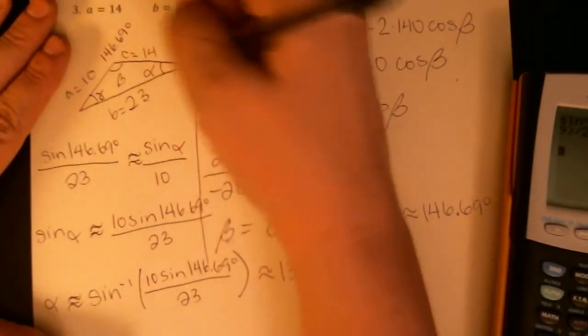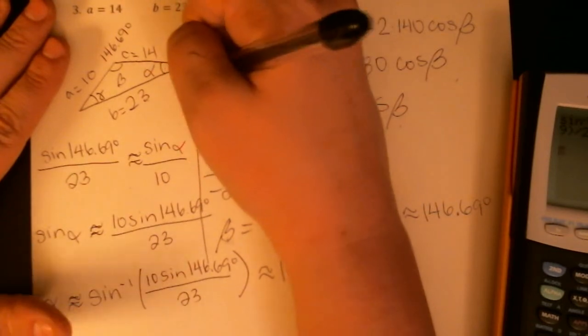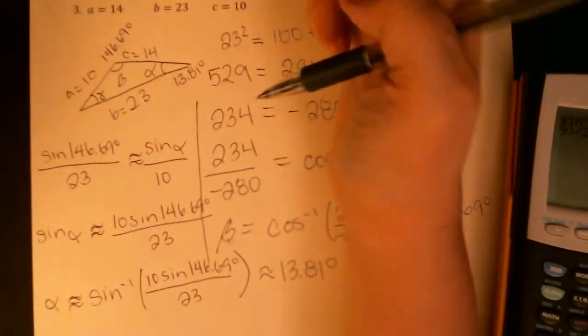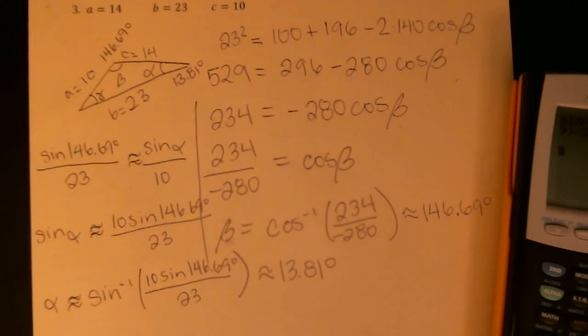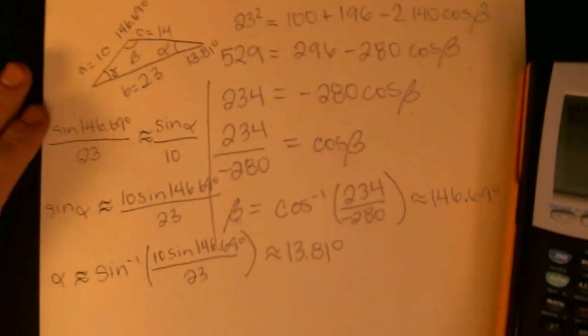That was alpha. And again, you want to do that little reasonableness check. This is a pretty big, wide, flat triangle, so I would expect alpha to be a fairly small angle, so I'm pretty happy with that.